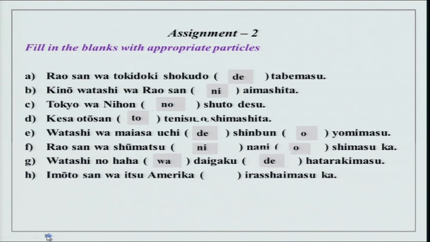Then imoto-san wa itsu Amerika e irashaimasu ka? Irashaimasu again is polite for ikimasu or kimasu, as we have done earlier.